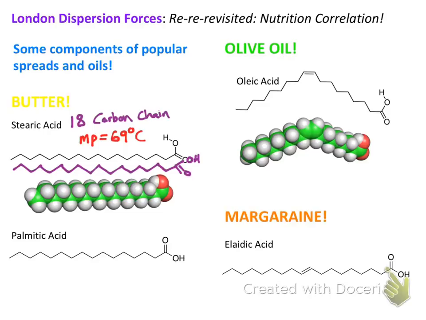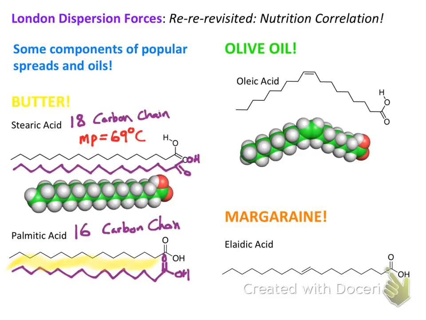Palmitic acid is a very similar molecule, except it only has a 16 carbon chain. So there's still lots of opportunity for interactions between separate molecules of palmitic acid. But would you predict that this has greater or fewer intermolecular forces when compared to stearic acid? Well, let's consult the melting point. So quickly make a guess, and the melting point of palmitic acid is 63 degrees Celsius. Very similar in terms of shape, but because it's got fewer carbons and less mass, there's less opportunity for the London dispersion forces.